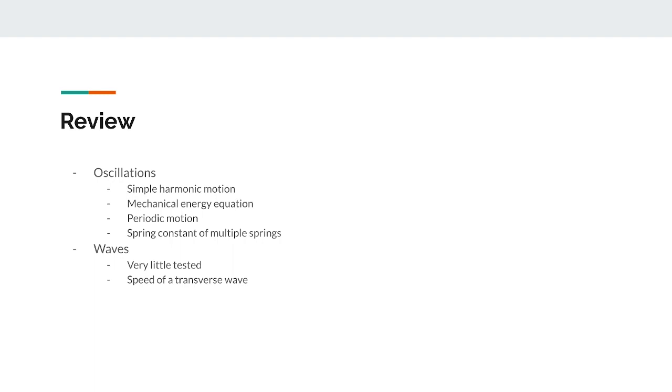But basically, we just talked about simple harmonic motion. We talked about periodic motion. We talked about the mechanical energy equation, where we had everything equal to 1/2 kA squared. And if you want to know more about that, you can check the original video or just Google everything. We talked a little bit about spring constants for multiple springs. We also talked about the speed of a transverse wave, but that's pretty much it.